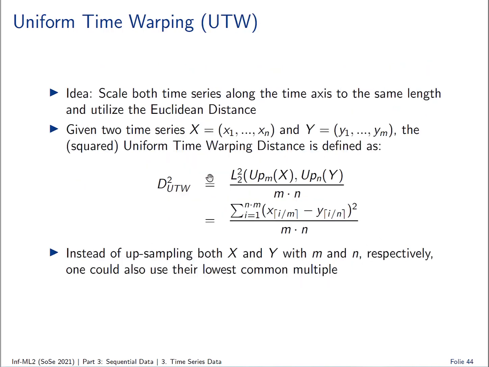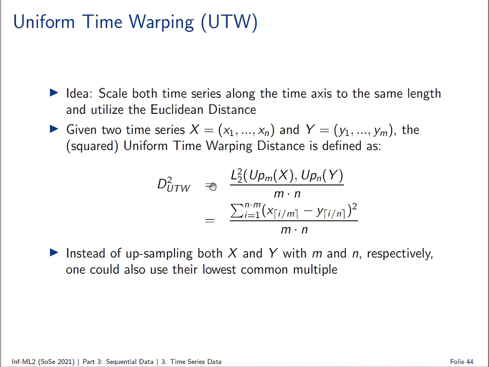We can use upsampling or downsampling, one of those two, to compare two time series with different lengths using the Minkowski metric. The idea is just to scale both time series along the time axis with upsampling to the same length, and then utilize the Euclidean distance. That is called uniform time warping, and you see the formula here. So that is the idea in words, and that is the idea in the formula.